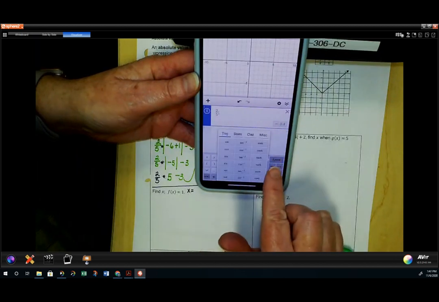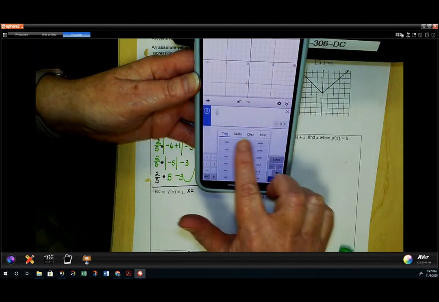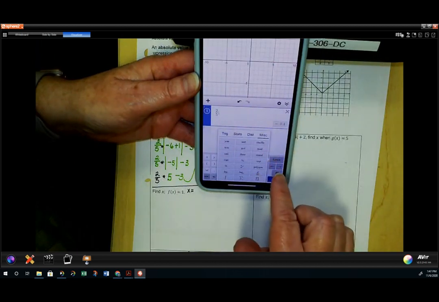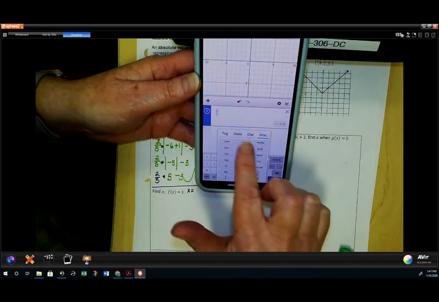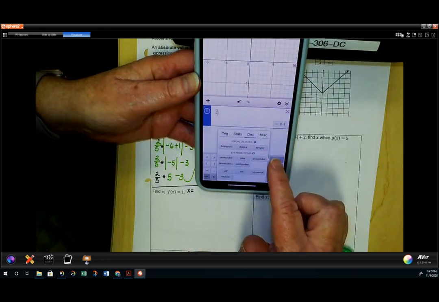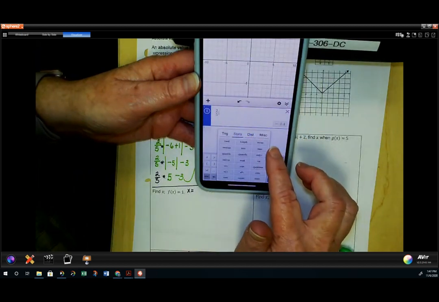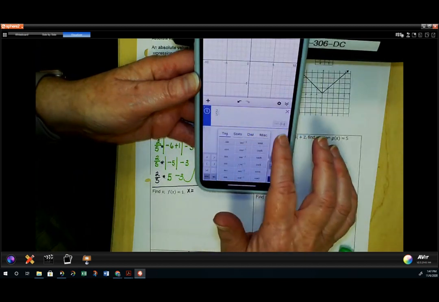And you go to functions here, and I think it's under miscellaneous. Nope. Maybe. Distance. Nope.